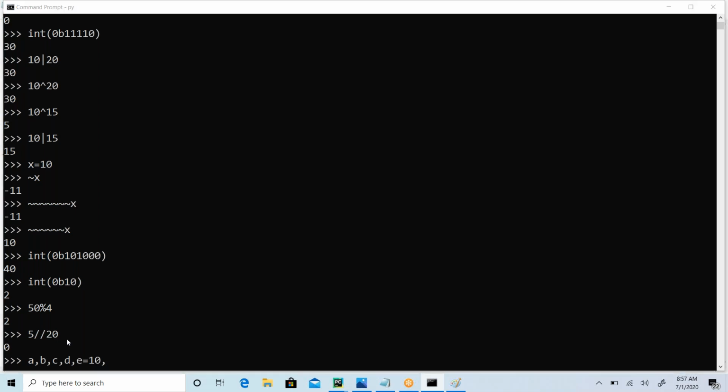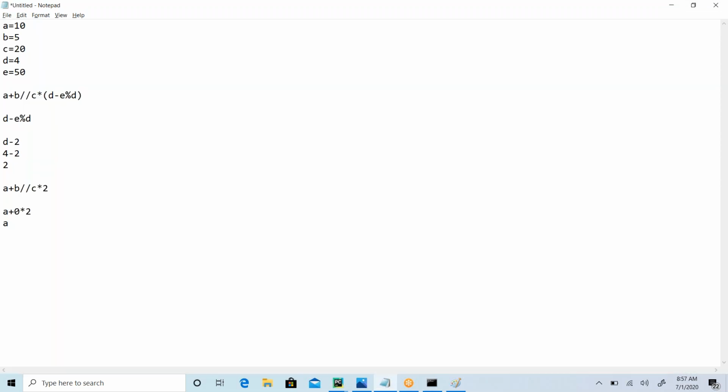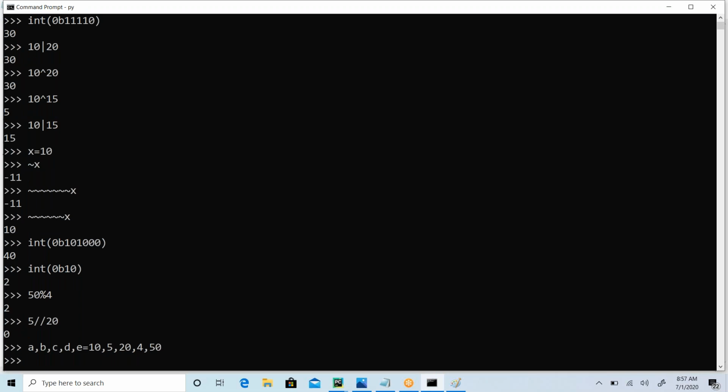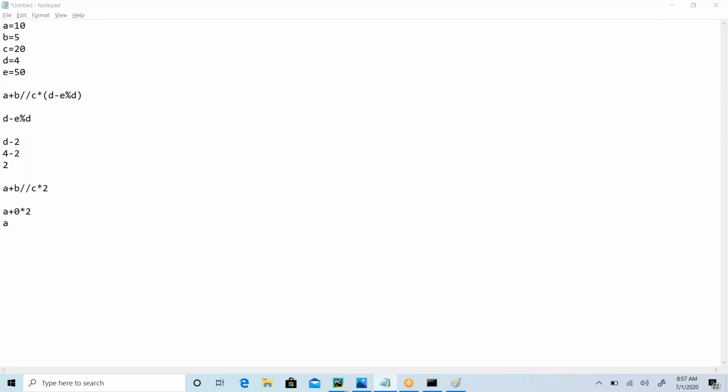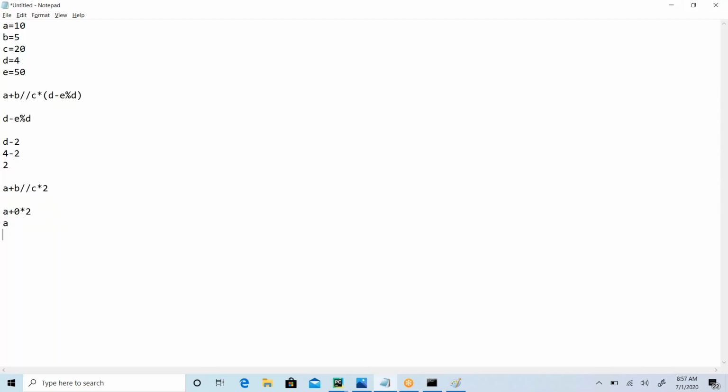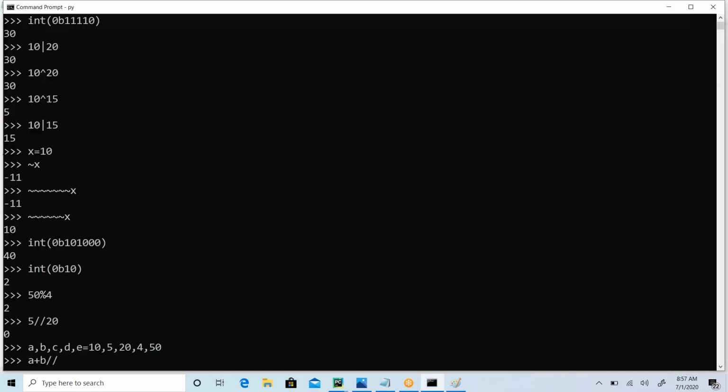A value as 10, b value as 5, c value as 20, d value as 4, and e value as 50. These are the things, right? And the expression is a plus b mod a plus b floor division c star bracket d minus e modulo operator d.